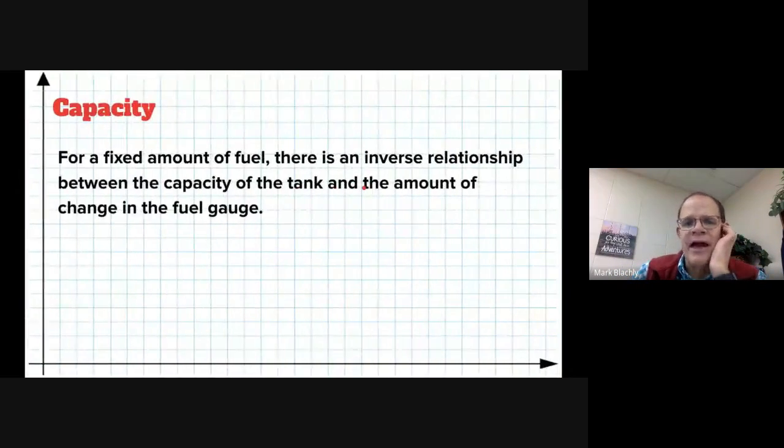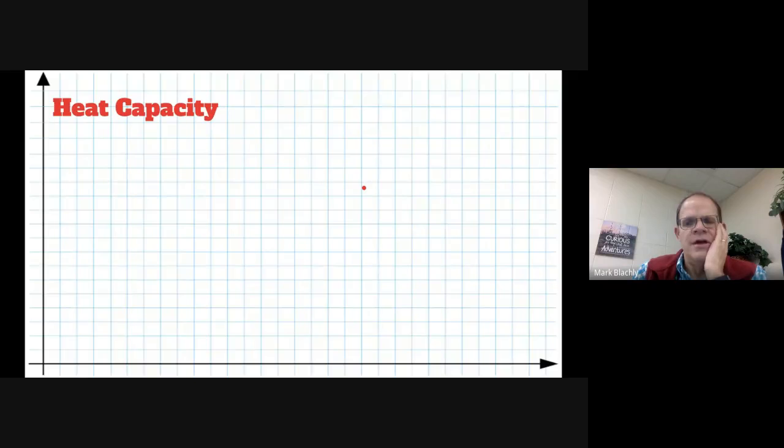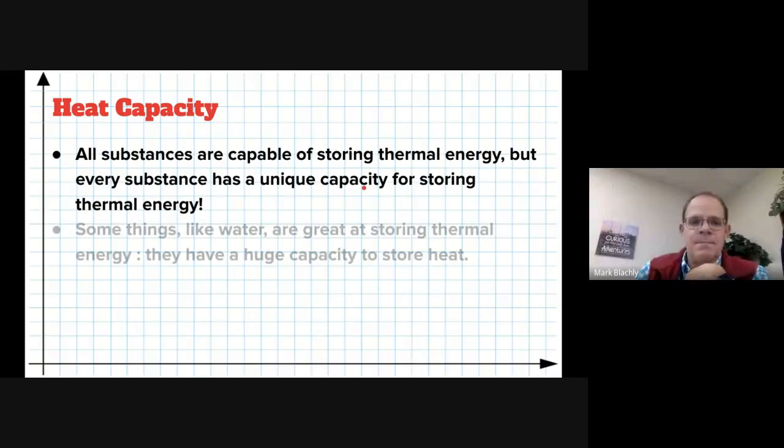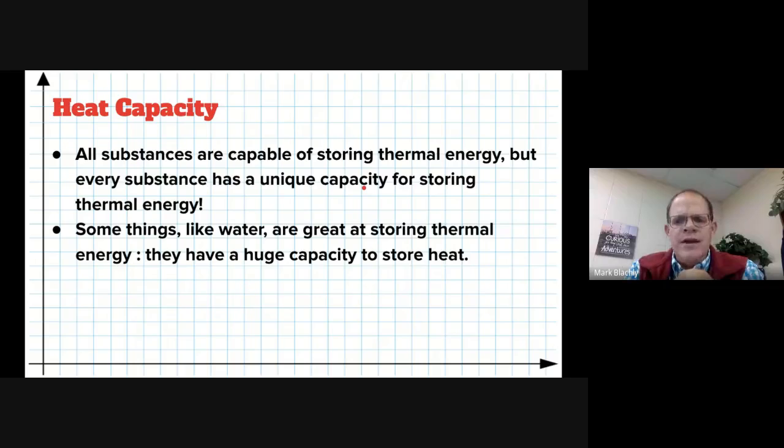It turns out that there's an inverse relationship between the capacity of the tank and how much the fuel gauge changes. Okay? If the capacity is big, 12 gallons will have a small change. The same thing turns out to be true with substances that can hold energy, heat. Okay? All substances can store heat or energy, but every substance can store different amounts of energy. Some things like water are great at storing energy. Water can hold a huge amount of energy. It has a large capacity.